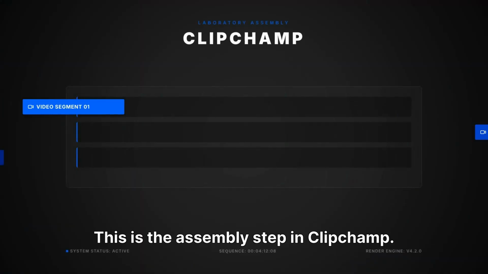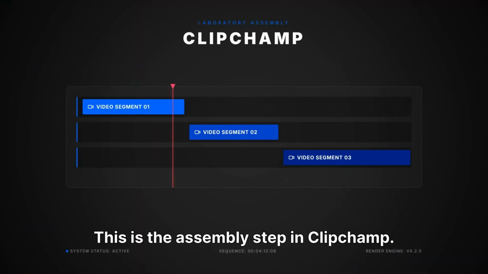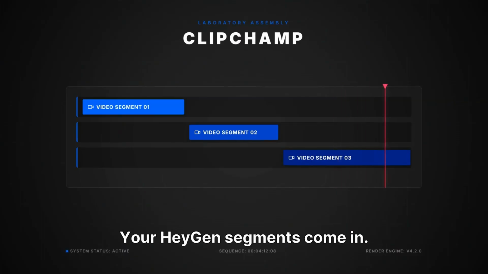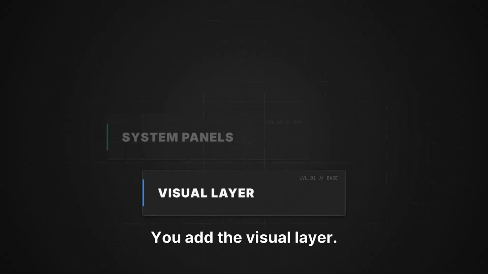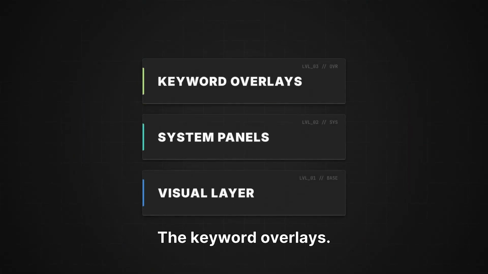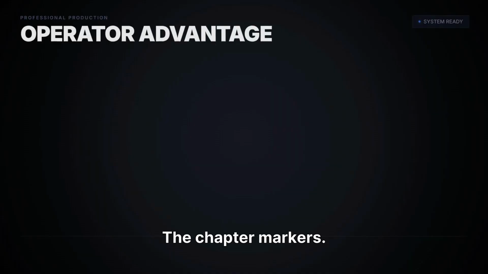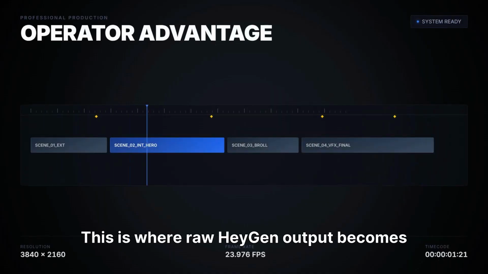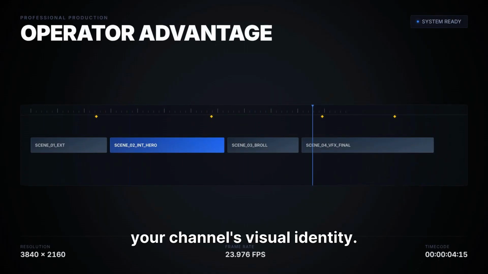This is the assembly step in Clipchamp. Your HeyGen segments come in. You add the visual layer, the system panels, the keyword overlays, the chapter markers. This is where raw HeyGen output becomes your channel's visual identity.